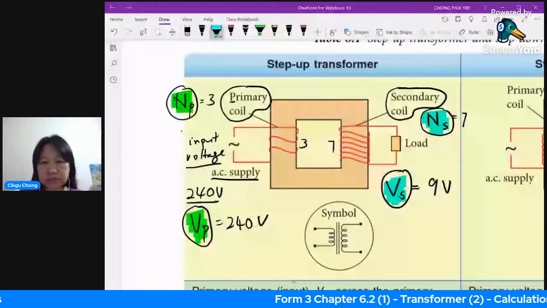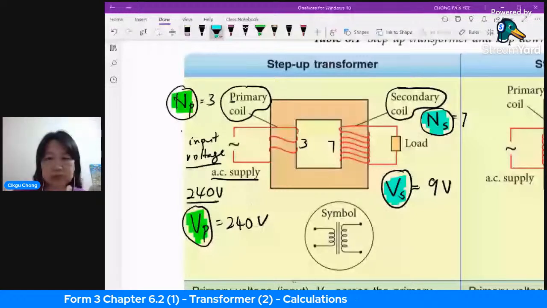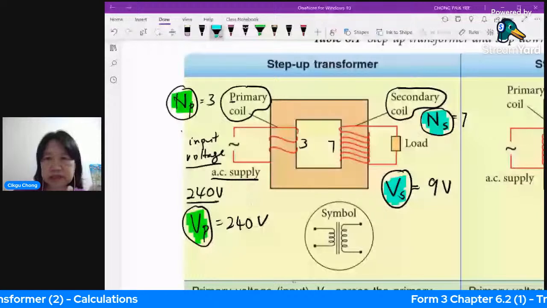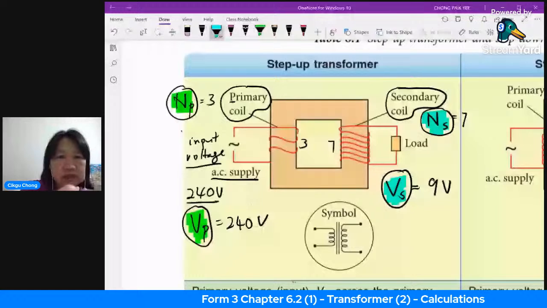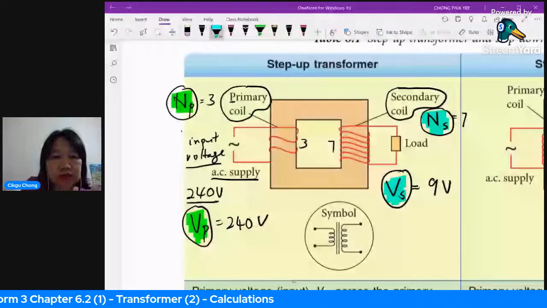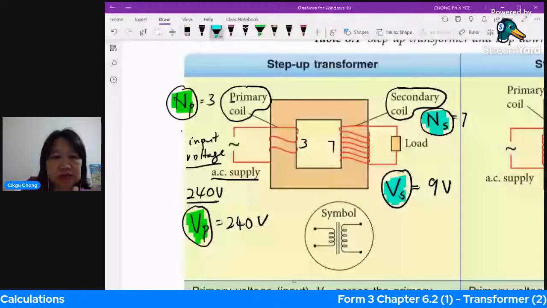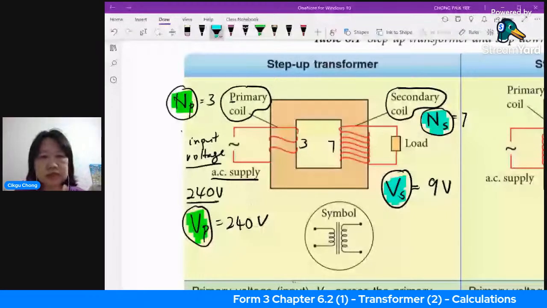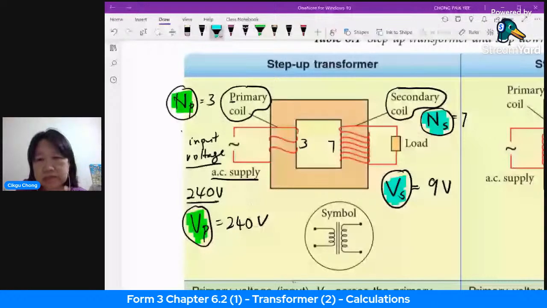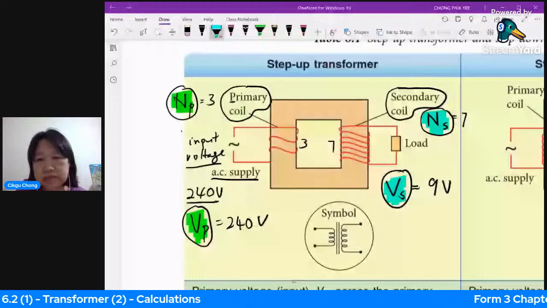Now, how to remember the formula? It's very simple. I'll give you a simple way to remember. Your formula is always like this. This is the diagram. Familiarize yourself with how to write the symbols. Voltage is always V. If it's on the input, the primary, this is VP. The other side will be VS, the voltage on the secondary side, the output voltage.